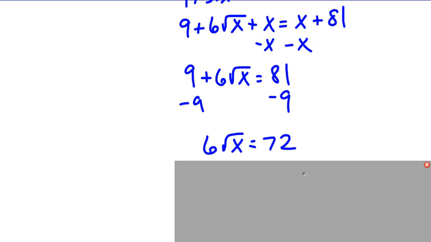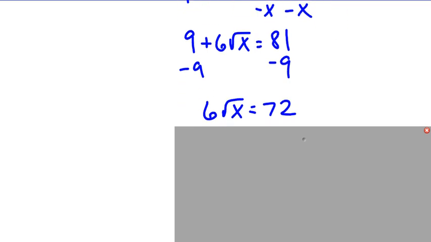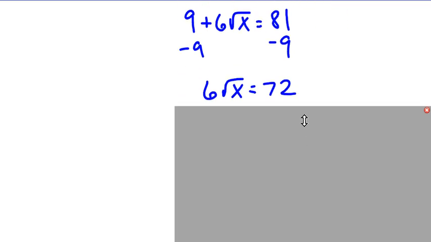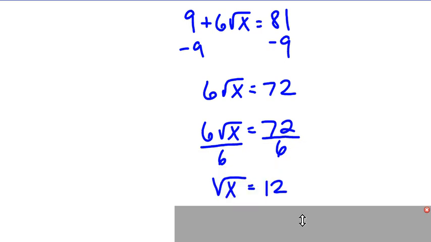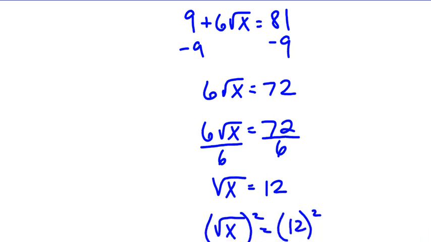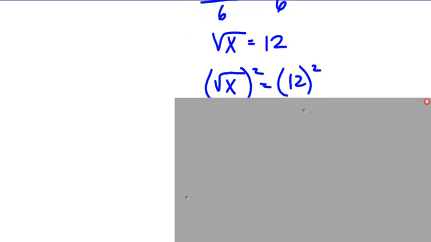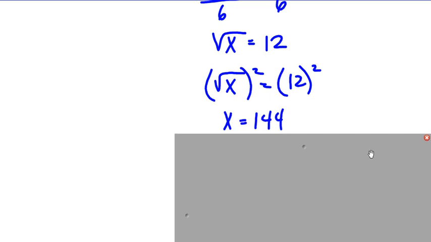And we have to undo the multiplication. So let's divide by 6 on each side of the equation. That would leave us with the square root of x equals 12. So we have to undo this radical. So again, this is to the 1/2 power. We're going to square it. So we're squaring each side of the equation. So x equals 144.